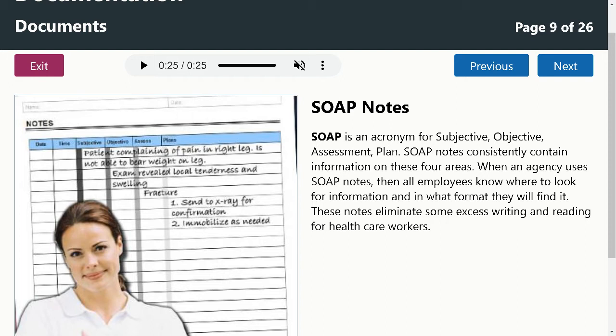Alright, so the benefit of using SOAP notes is that all employees know where to look for information. All employees know where to look for information. That is the benefit of using SOAP notes.